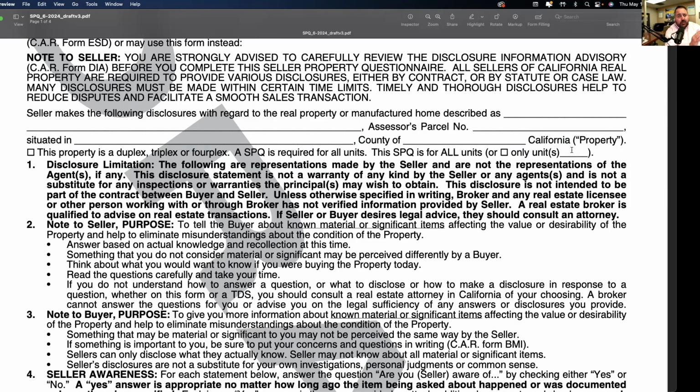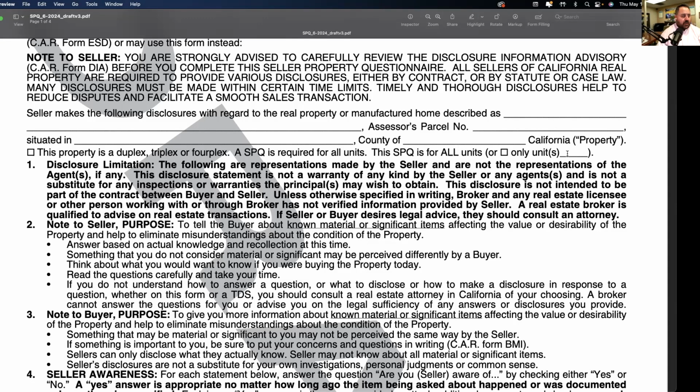If your units are small enough and you have enough space on the SPQ and you can fit all of the information on one SPQ, it is legal, right? It does satisfy the responsibility for the seller on the seller property questionnaire. Suggestion is that you do at least one for the inside of each unit. Okay, you could do one for the outside of all the units, but at least do one individually for each inside of the unit.